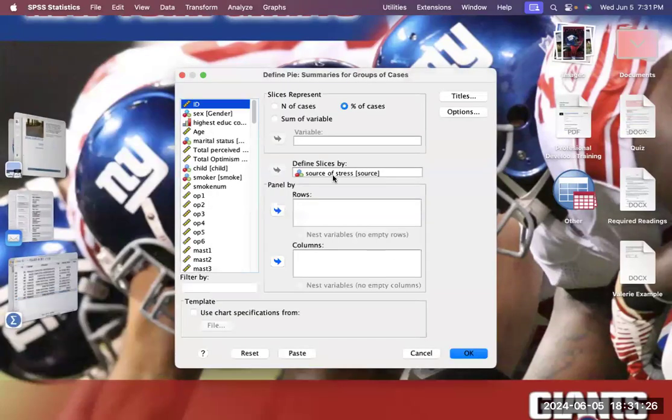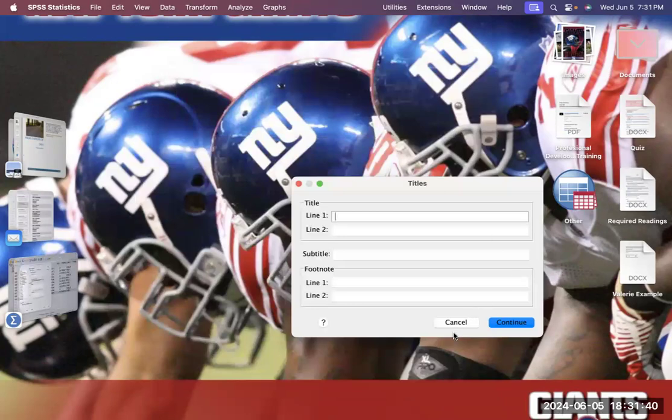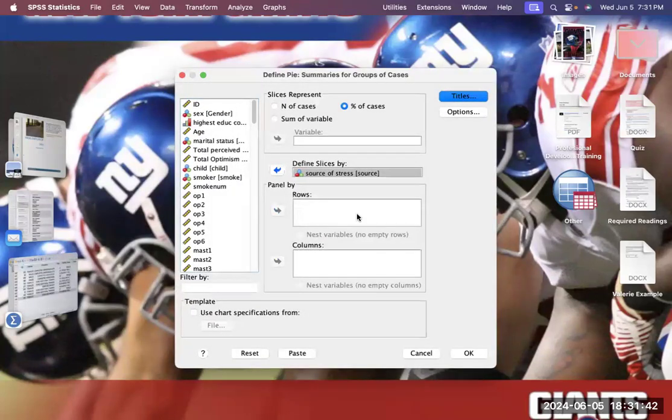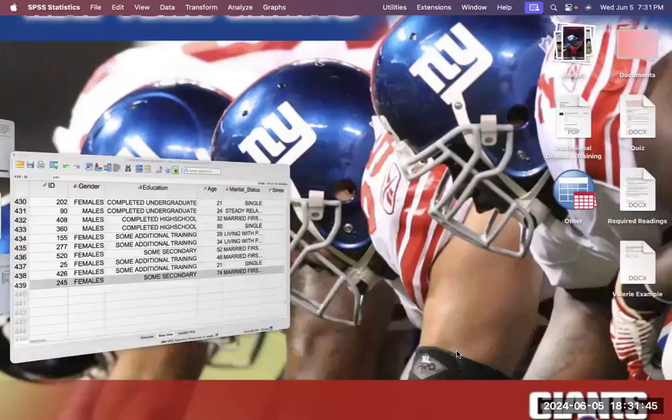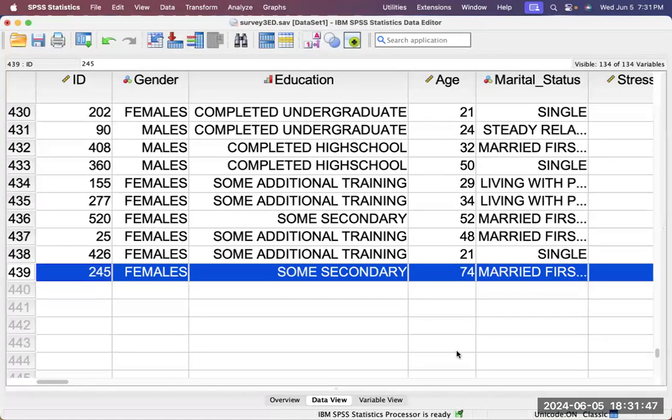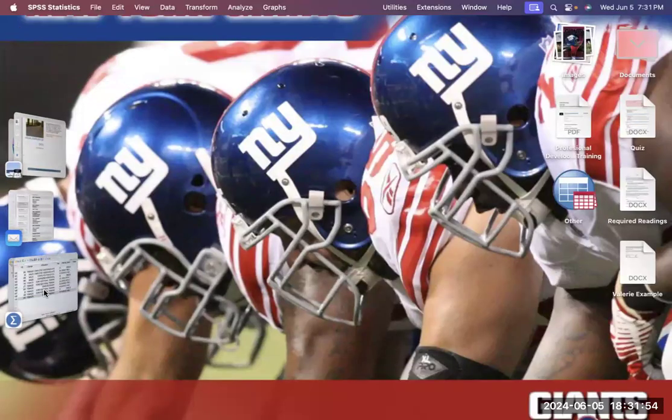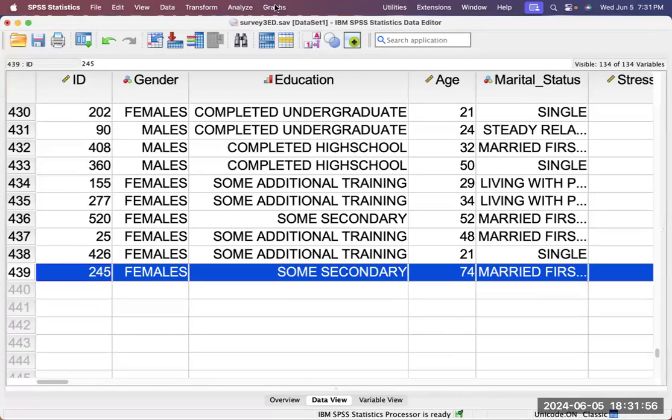Remember, I want the source of stress, so I would just simply take it and put it in here. And I select if I want the number or the percent. I have some titles and other options and things I can do, but we're not going to worry about that at this point. And you simply hit OK. Give it a second. And where's my output?